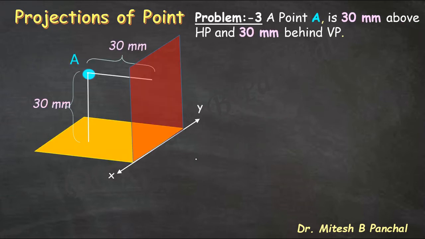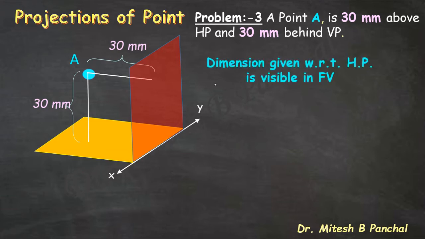The third problem is that point A is 30 mm above HP and 30 mm behind VP. Here position of point A is above HP and behind VP. That means point A is in second quadrant and point A is at equal distance from HP and VP. We also know that when object is in second quadrant, its both projections, that is front view and top view, are above XY line.